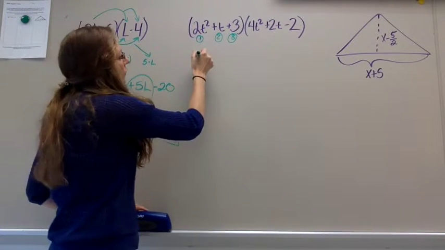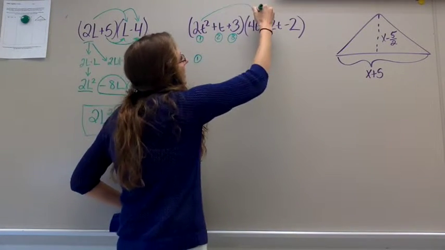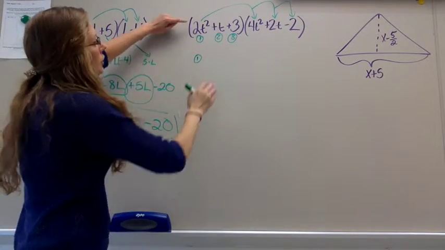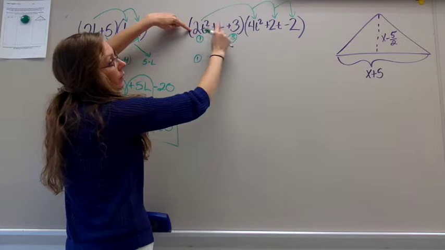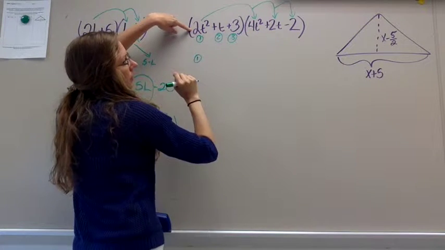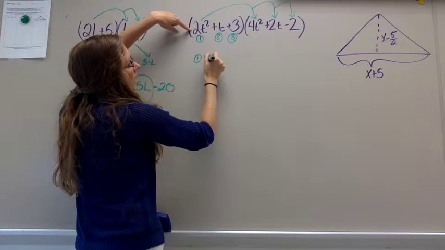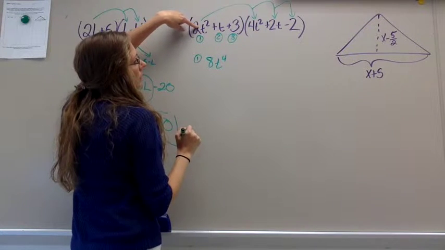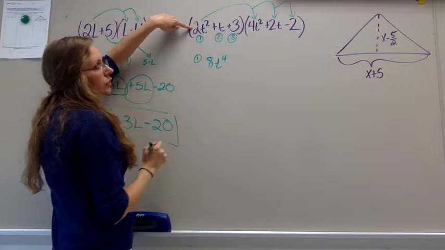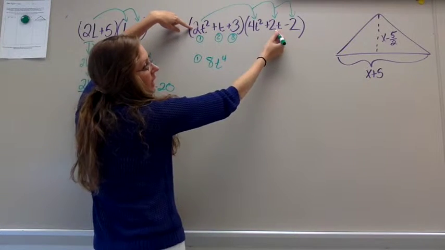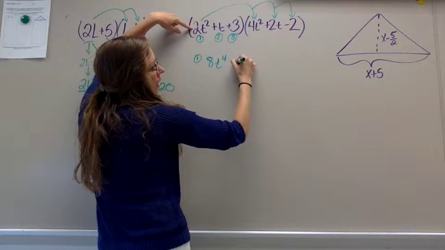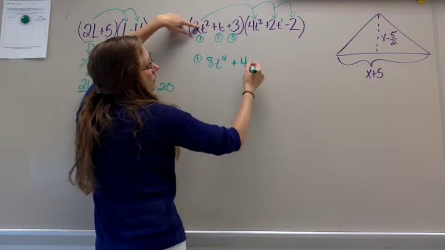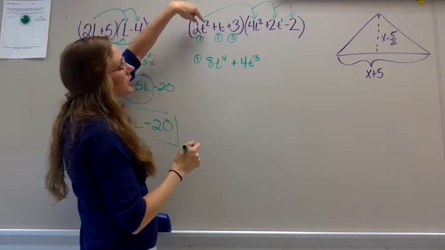So, for the first chunk, I'm going to send it to each piece across. So I'm going to do 2t squared times 4t squared. Well, 2 times 4 is 8. T squared times t squared is t to the 4th. Next, I'm going to do 2t squared times 2t. So 2 times 2 is a positive 4. T squared times t to the first power is t to the 3rd. Remember, we just add those exponents.